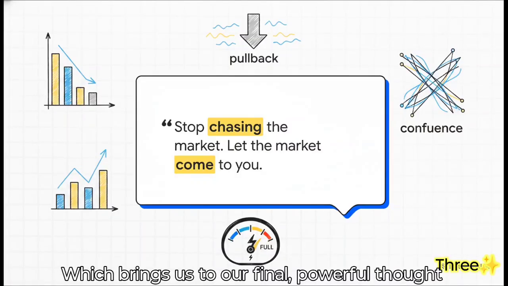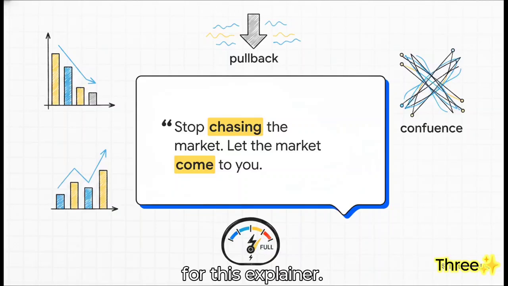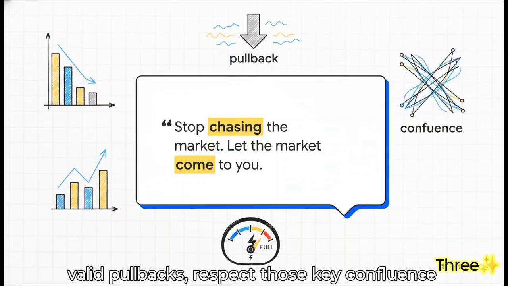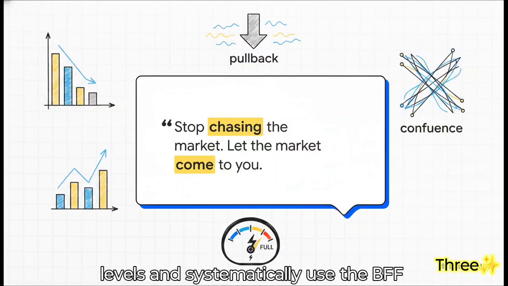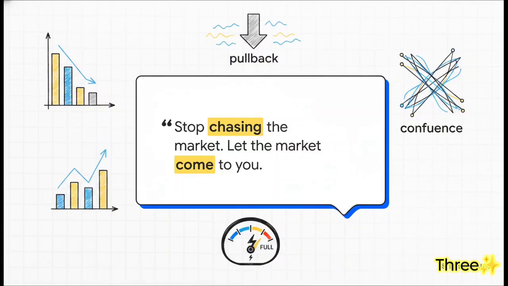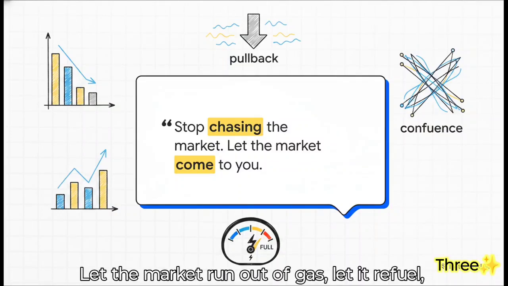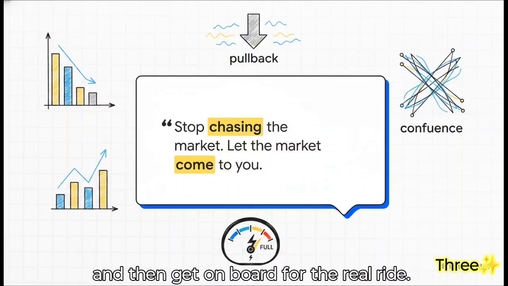Which brings us to our final, powerful thought for this explainer. Stop chasing the market. Let the market come to you. If you can master the patience to wait for valid pullbacks, respect those key confluence levels, and systematically use the BFF framework, you're going to completely transform how you trade. Stop buying the absolute top. Let the market run out of gas, let it refuel, and then get on board for the real ride.